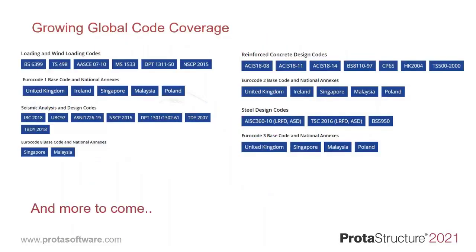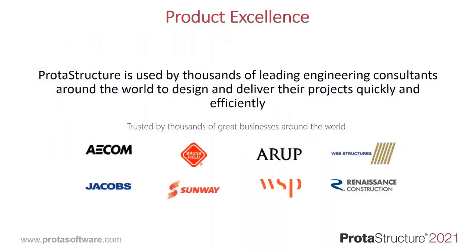So the growing global code coverage, as you can see, all these codes are now part of the ProtaStructure suite, from BS to Turkish standards to ASC to MS to DPT to ACIs to the LRFD standards. There's a whole bunch which are now being integrated, and you can clearly see that this is a global suite. It really caters for the global market, not just for some local markets. And this shows by our users all over the world.